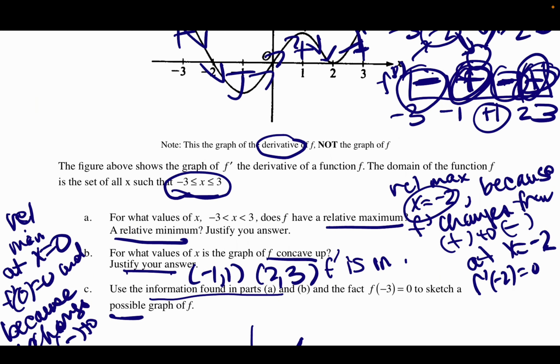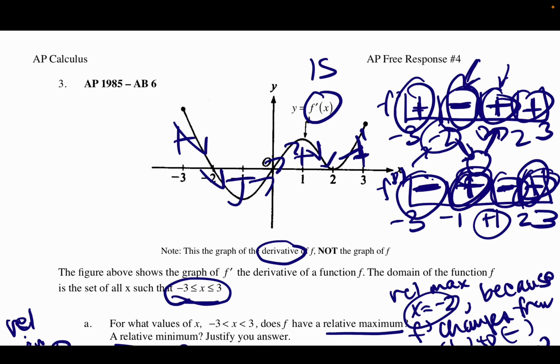There was something else I was going to say here. One thing to think about is which one would be the absolute maximum if they asked us. Would it happen at -2, or would it happen at the very end? Because we know this graph increased, decreased, and then increased, but did it increase higher than this or lower than this?